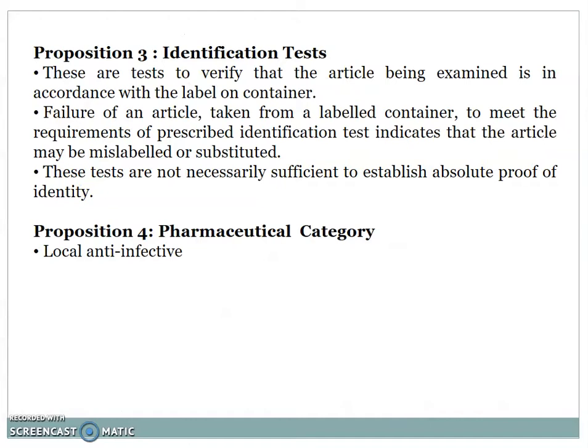Proposition 3, identification test. These are the tests which are not necessarily sufficient to establish absolute proof of identity, but these are the tests used to verify that the article being examined is in accordance with the label on the container. The failure of an article taken from the labeled container to meet the requirement of prescribed identification test indicate that article may be mislabeled or substituted. Proposition 4, pharmaceutical category. The drug is used as local anti-infective drug.